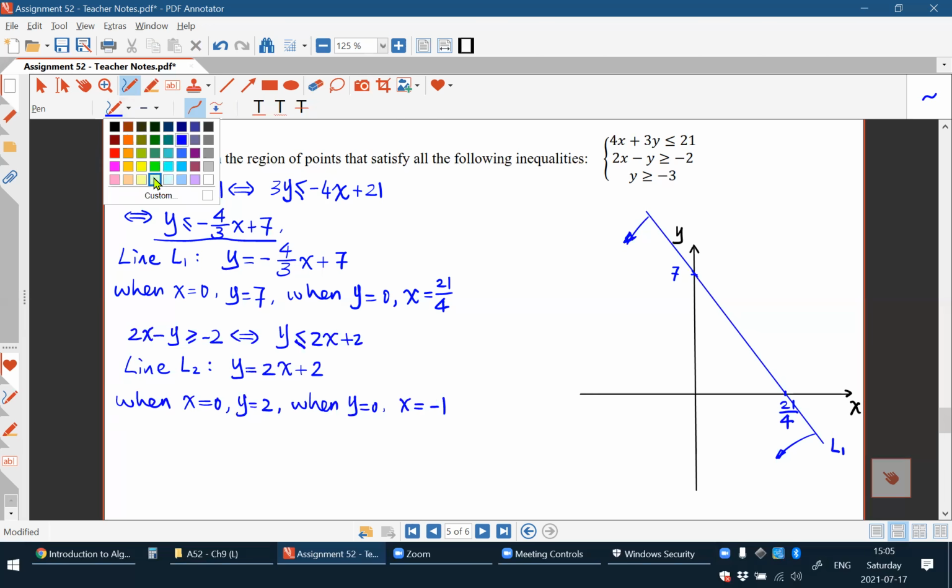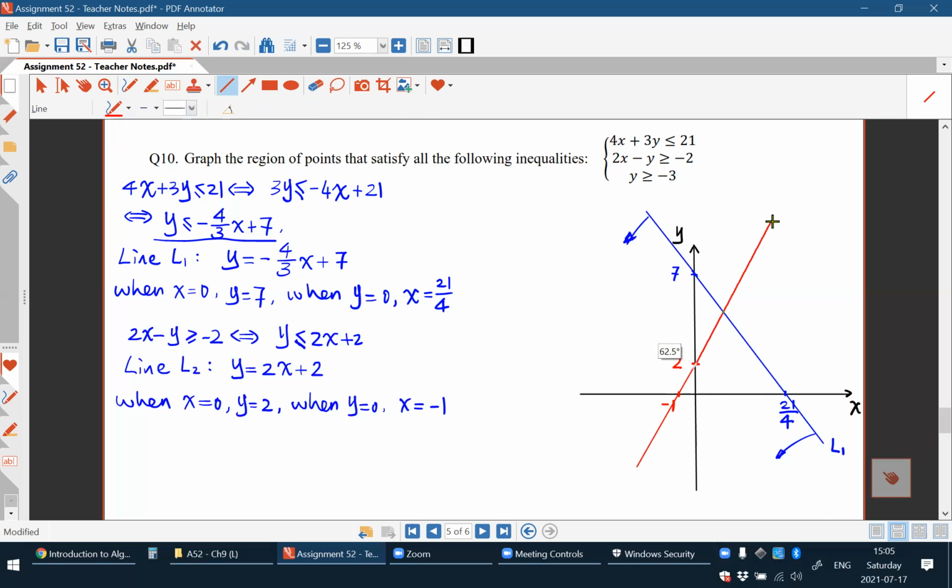So that means it passes 2 points. The first point is (0, 2). (0, 2) is around here. And next is (-1, 0). So let's say minus 1 is here. Okay, so the second line must pass these 2 points. This is a line, this is the second line, which is L2.